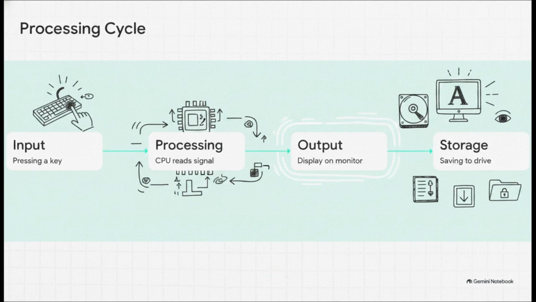First is input. You press the A key. Second is the lightning-fast processing phase. The CPU runs that electrical signal through its software to actually understand the command. Third, we get output. The monitor illuminates the exact right pixels to show you the letter A. And finally, storage. When you hit save, the system commits it to the hard drive. Input, processing, output, storage. Whether you're typing a single letter or calculating orbital mechanics, this cycle is always exactly the same.